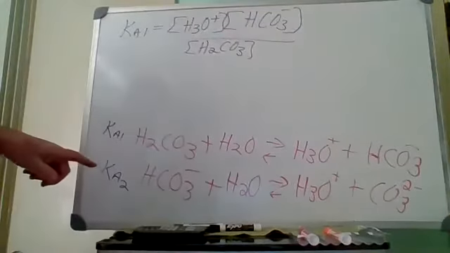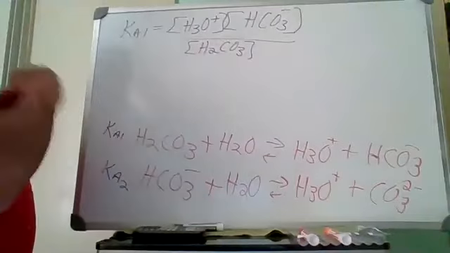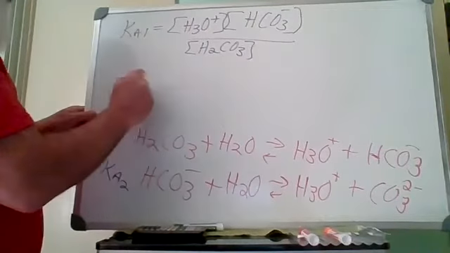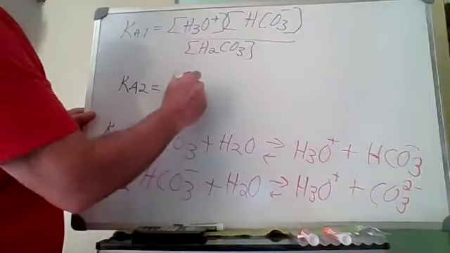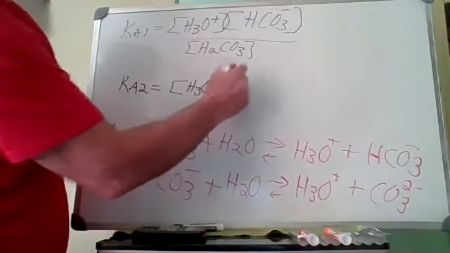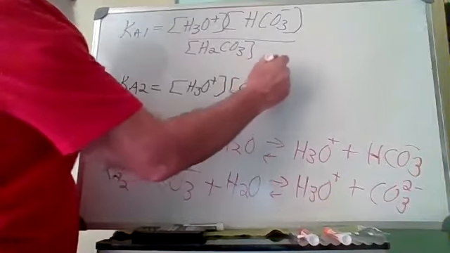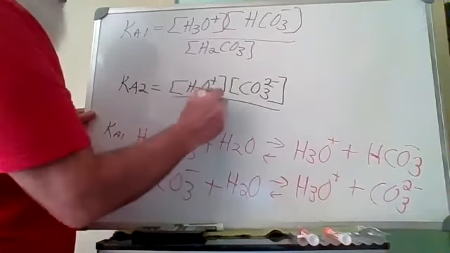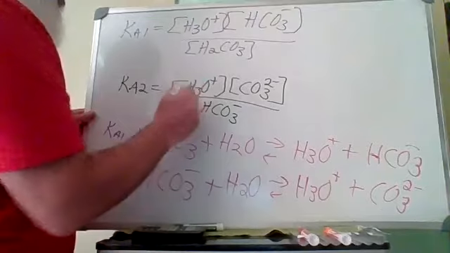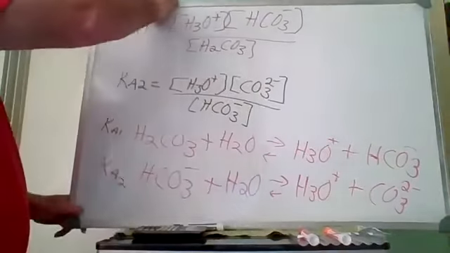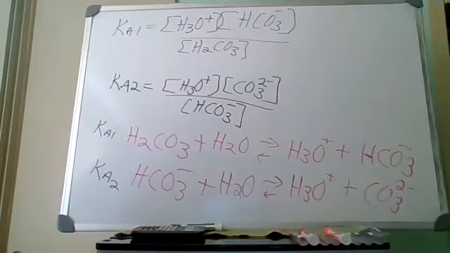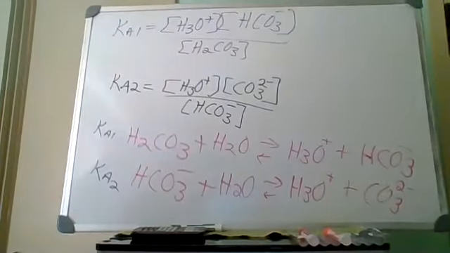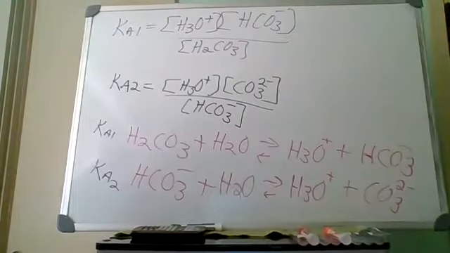But I can also write an expression for Ka2 here. Ka2, again, will equal products over reactant, so H3O+ times the carbonate anion, divided by the hydrogen carbonate anion. Other than that, you're going to work the problem pretty much exactly the same way. I used the two acids that are in the book here.